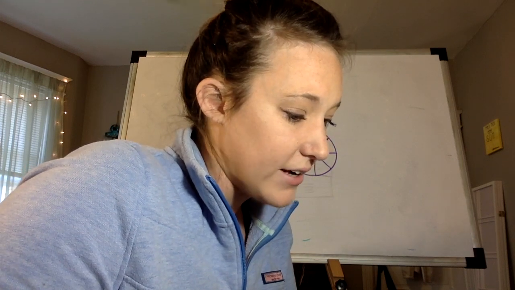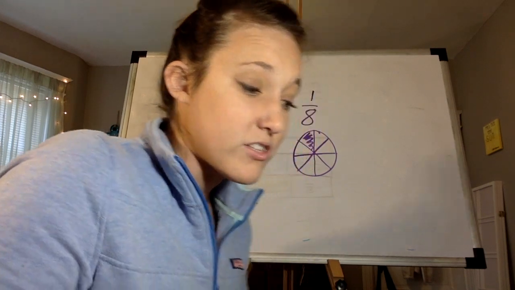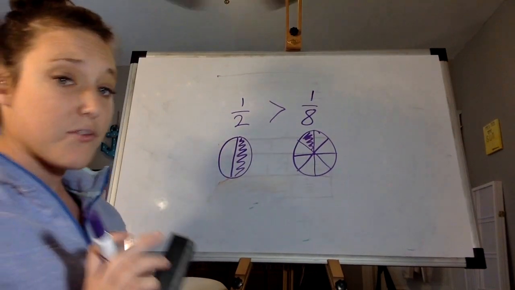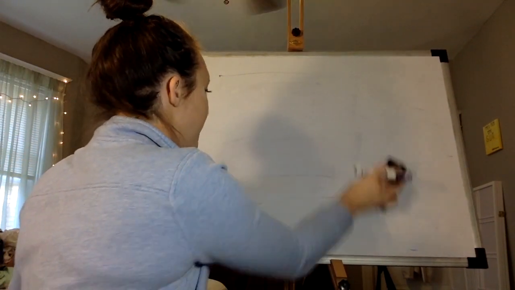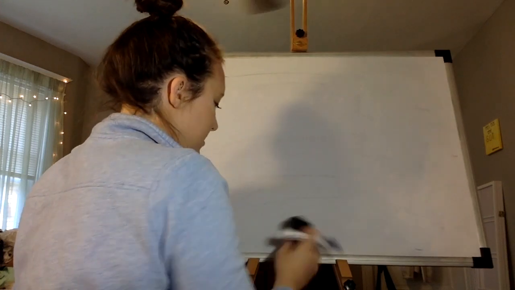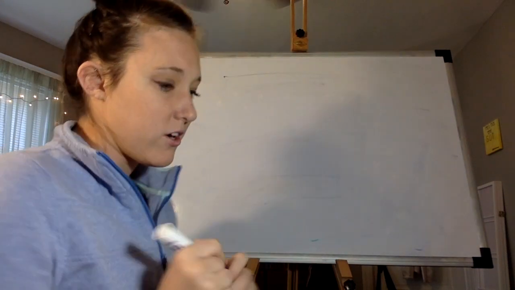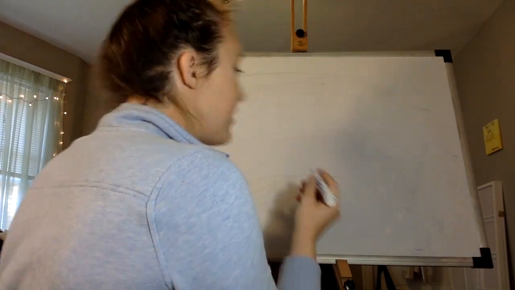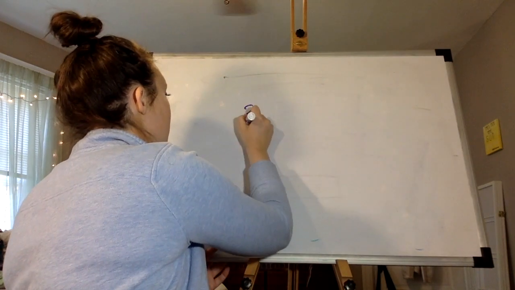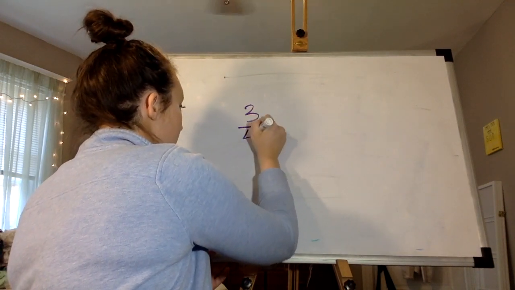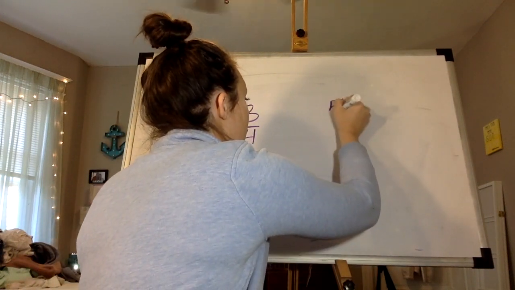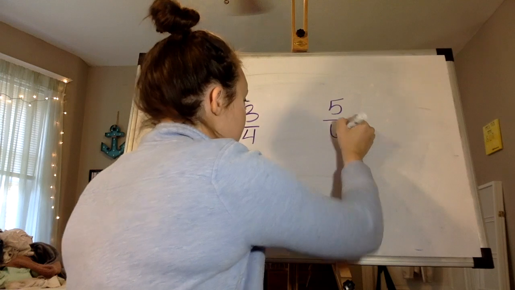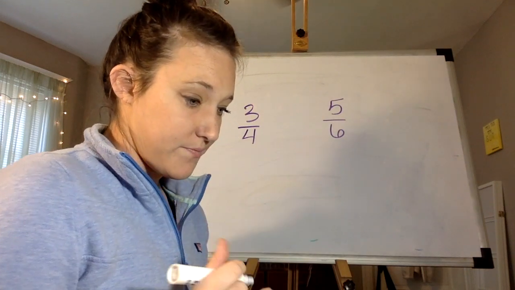Let's look at number 2 because the numerator isn't the same and neither is the denominator. So let's look at number 2 on 520. Let me erase that. All right, so we are looking at 3/4 compared to 5/6. All right.